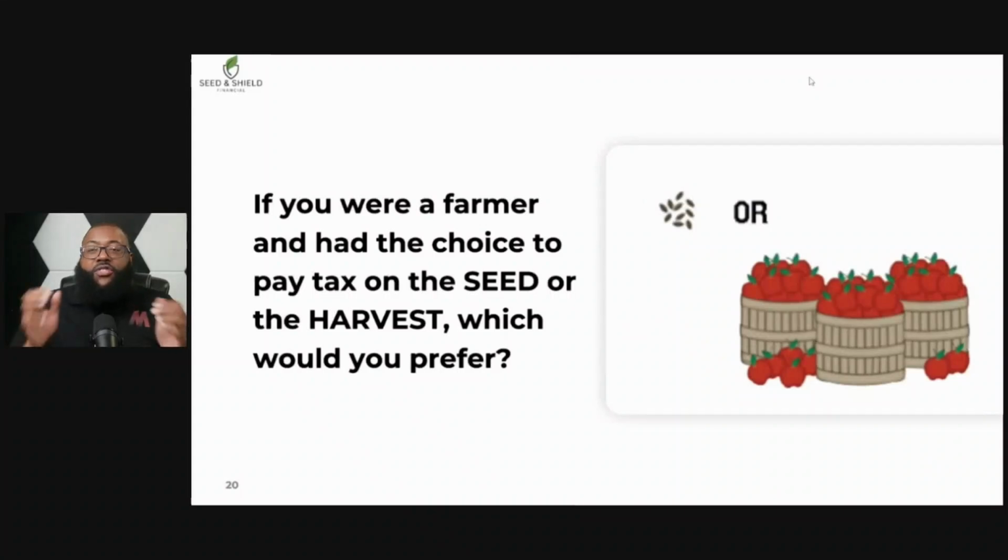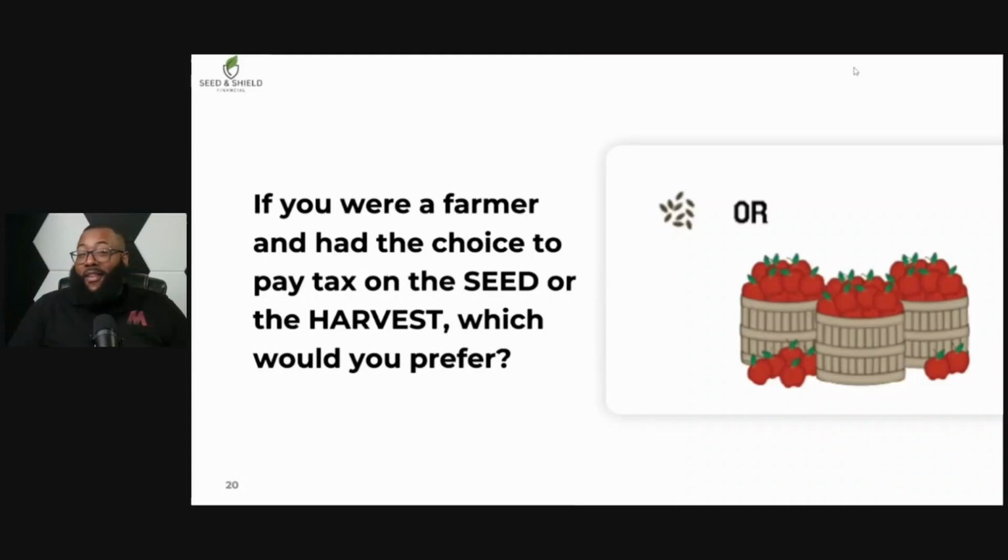So let me ask you this question. I'm from the city, so I've never done this personally, but conceptually I get it. If you were a farmer and you had the choice to pay tax on the seed or the harvest, which one would you prefer? Okay. I think I know your answer.